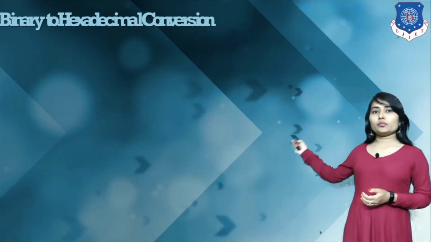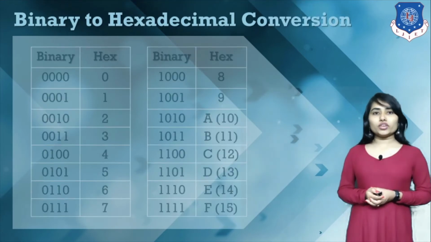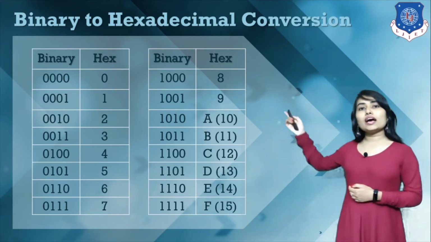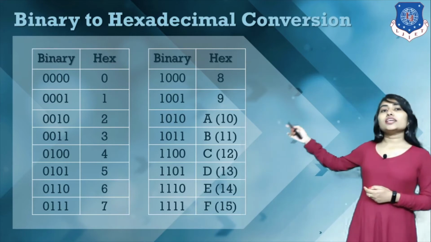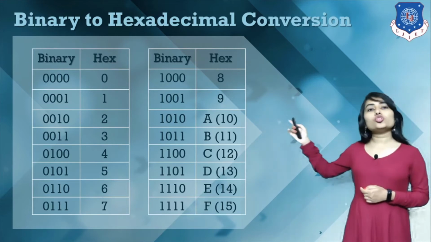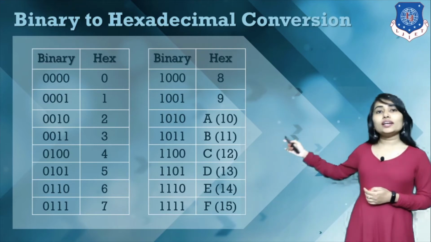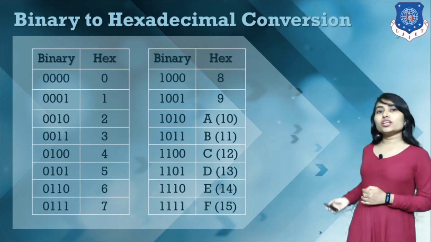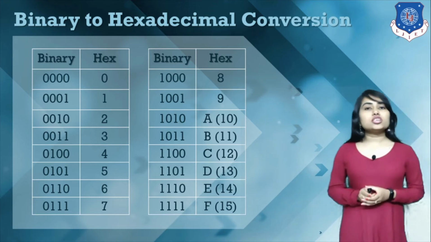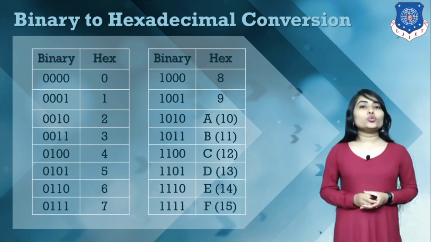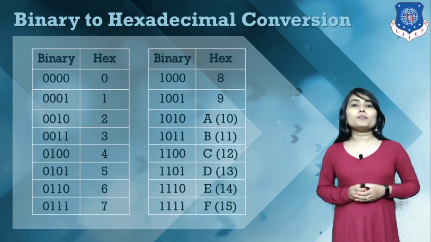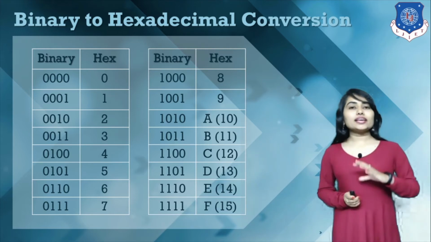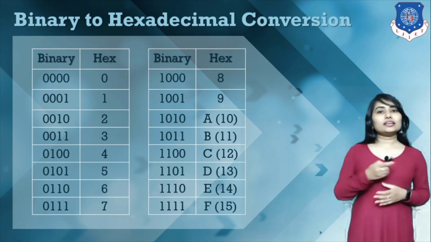Here we have a table for binary to hexadecimal conversions. We have a 4-bit binary pattern and its equivalent hexadecimal value. Here we have 0000 which is equivalent to hexadecimal 0, then 0001 which is equivalent to hexadecimal 1, and so on, and finally for 1111 we have 15. This 15 is written as F. So this is how we can convert a binary number to its equivalent hexadecimal form by considering 4 bits of binary and writing its equivalent hex value.